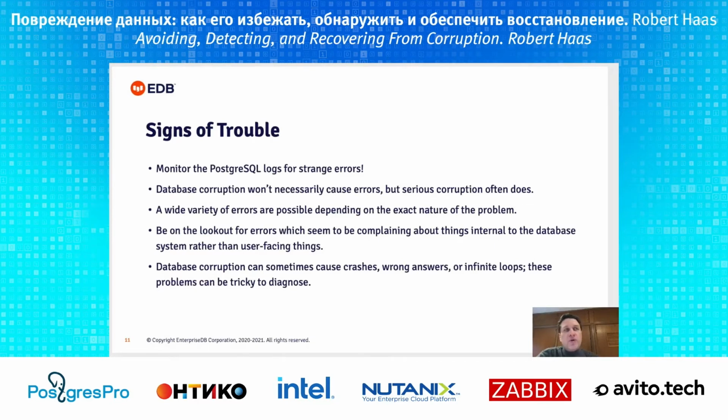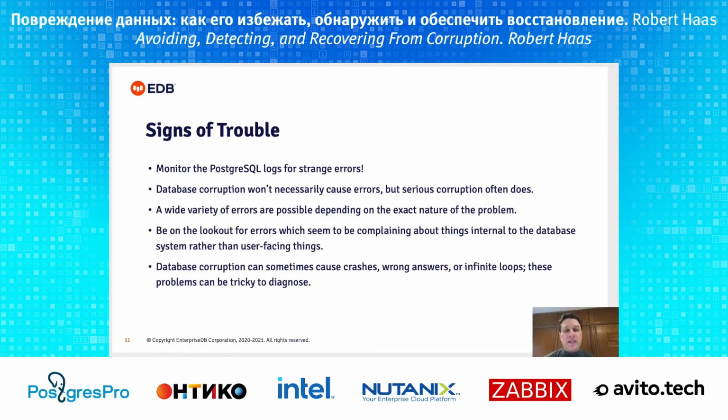So let's suppose that we did our best to avoid database corruption and that we also did our best to detect database corruption. And now we want to know whether we actually got any database corruption. The good news is that in most cases, you're going to see errors in the log if your database is corrupted. That's not necessarily true. There are certainly situations in which you don't get errors, but you still have corruption.